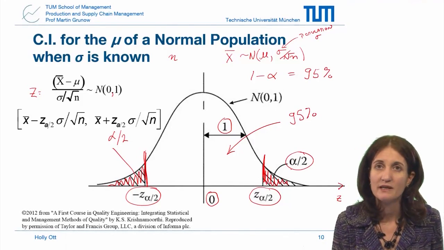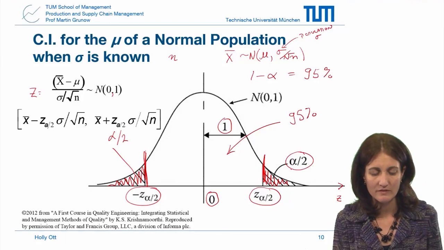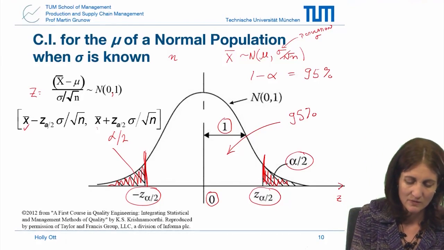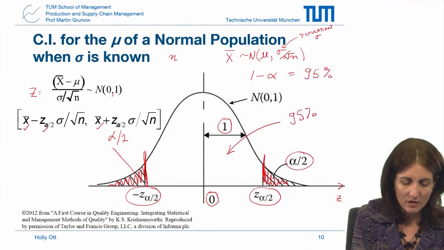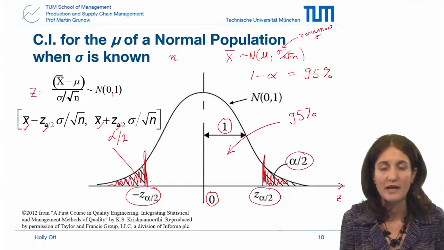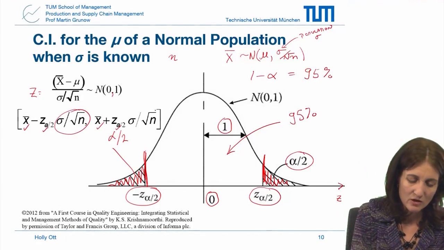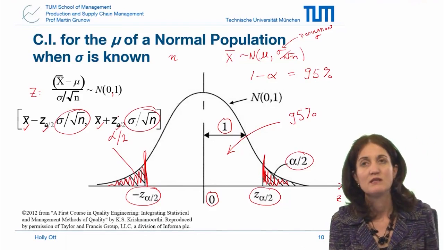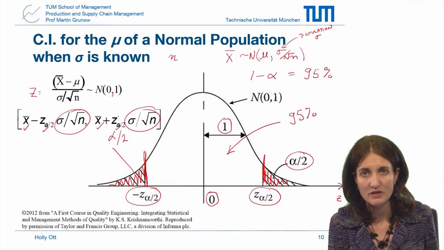And we then calculate, according to our formula there, the confidence interval. We know the x bar. We know the z alpha over 2 because we just looked that up. And of course, we know n, and we know the standard deviation of our population.